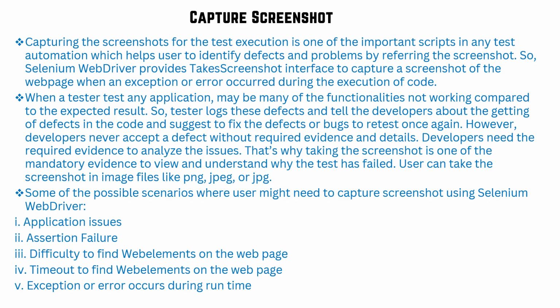There are a couple of possible scenarios where the user might need to capture a screenshot using Selenium WebDriver. There might be an assertion failure, where expected and actual are not matching, so you need to certify. There might be an application failure. There might be some difficulty finding a web element or multiple web elements, or a timeout, or an exceptional error occurring during runtime or during the execution time. So you need to capture the screenshot. Though your test case passed, failed or skipped, that doesn't matter. You need to certify your test case execution with the help of a proper screenshot capture.